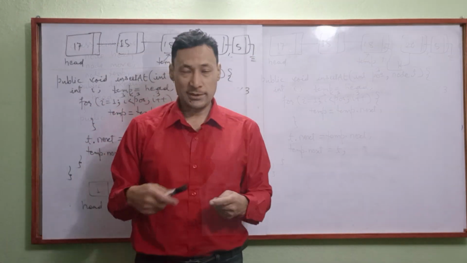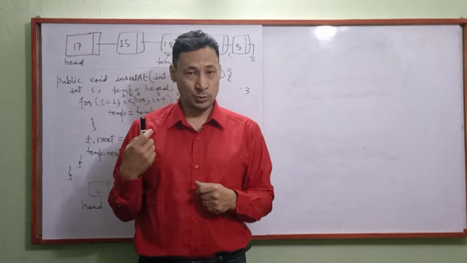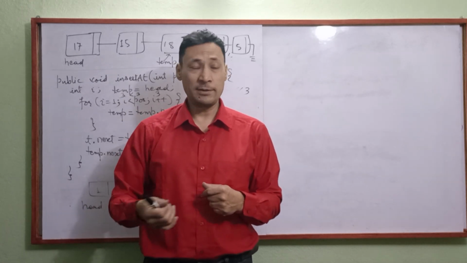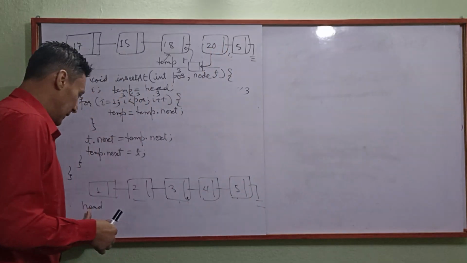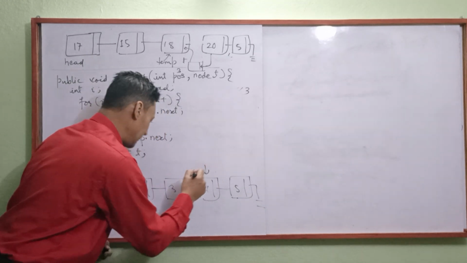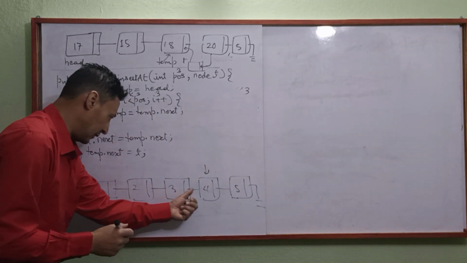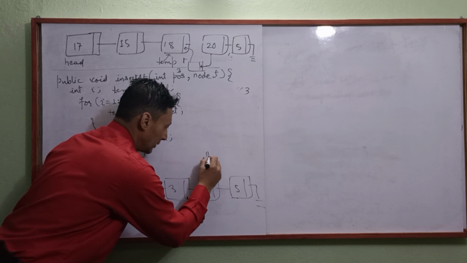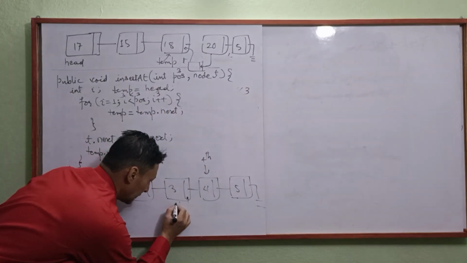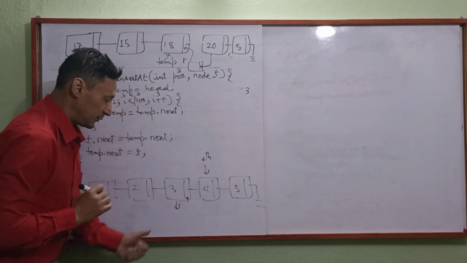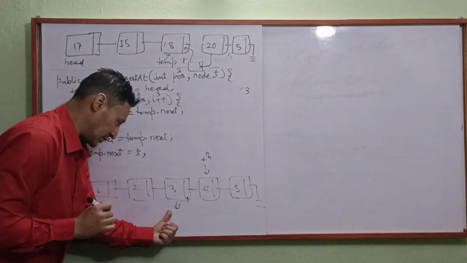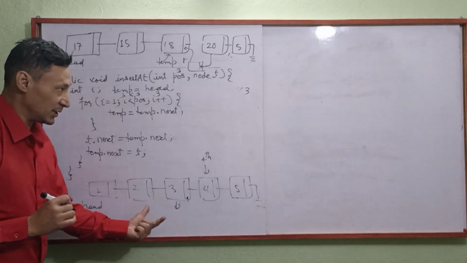Now let's see how to remove a node of the linked list at a given position. Suppose this is the linked list, and we want to delete this node: 1, 2, 3, 4, the fourth node. So what we have to do is get the reference of this node. For this we will be using an iterative statement. Now let's write the method.